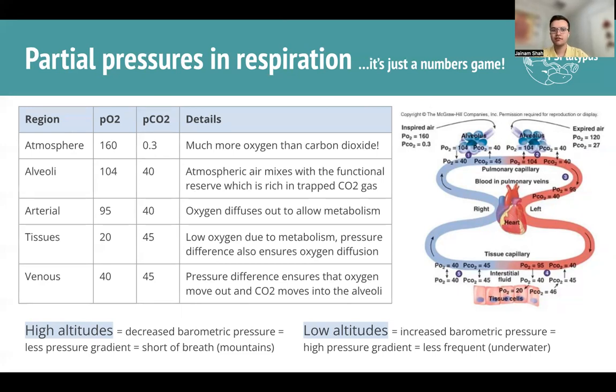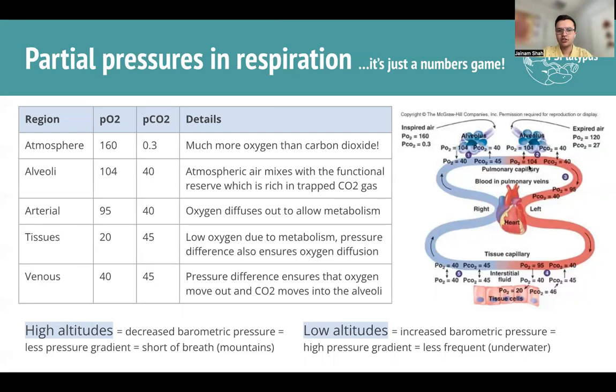And that functional reserve is quite rich in carbon dioxide that's been trapped. So what happens is that your oxygen pressure goes down a little bit, but your CO2 pressure comes up quite a lot. Okay, so that's what happens in the alveoli. From there, we get that diffusion process, which we talked about before, Fick's law. It goes into the arteries.